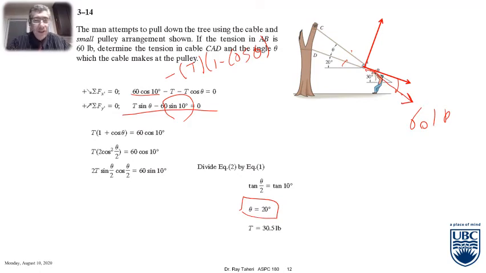Interestingly, when I saw this problem, it reminded me of an old TV series, The Amazing Race. It's still on, but that was the old one a few years ago that I watched. And this is a part of that show.